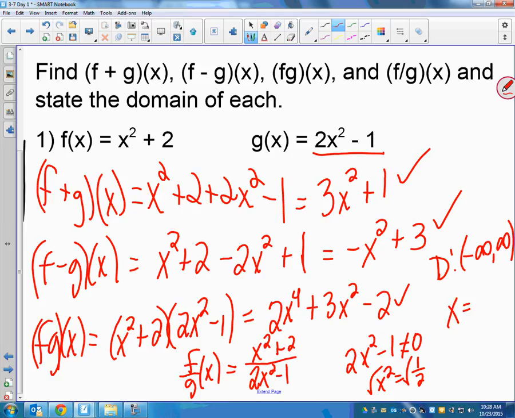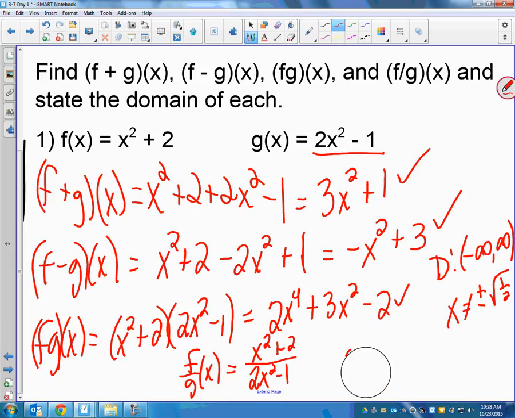X equals plus or minus the square root of 1/2. It's not really very nice to leave a fraction under a radical, but whatever, we're just going to say that. We're going to say our domain is everything but plus or minus radical 1/2. You could write that in interval notation or set notation.